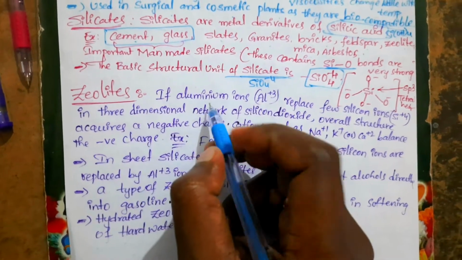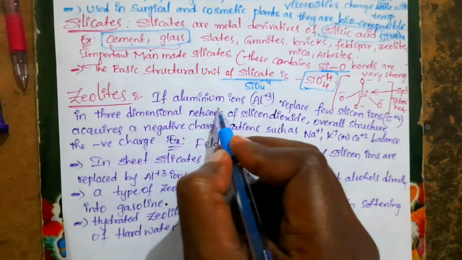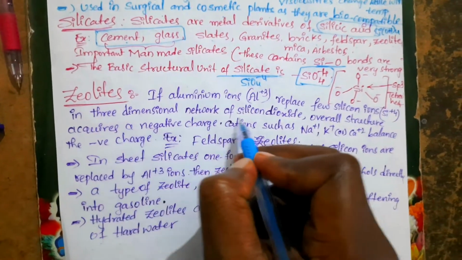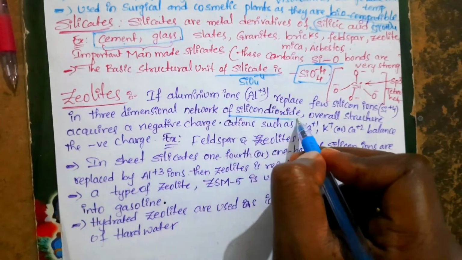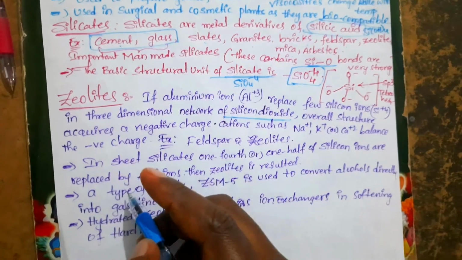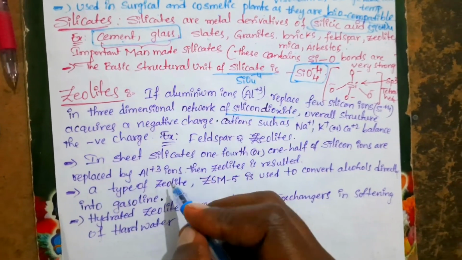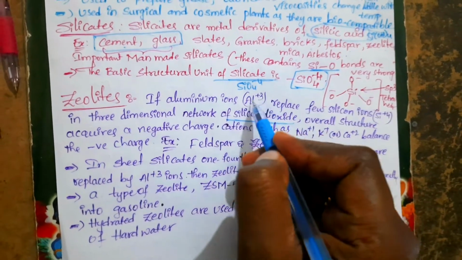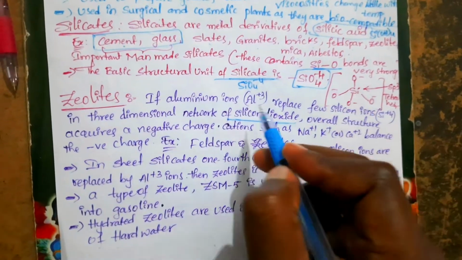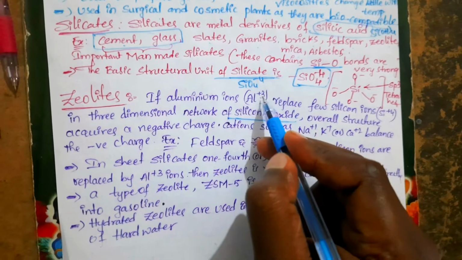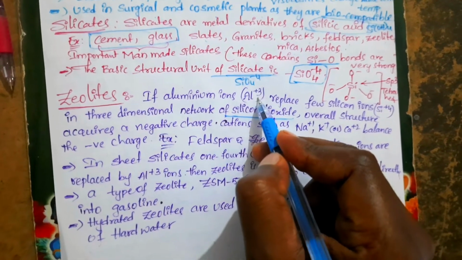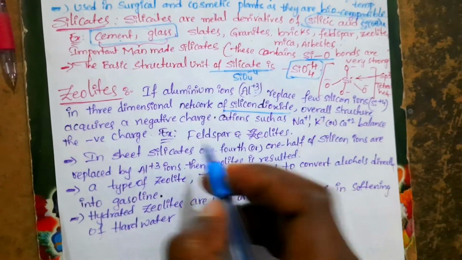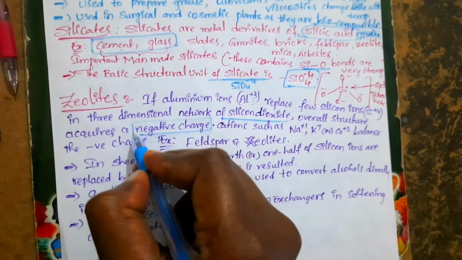Zeolites are what? Zeolites are formed if aluminium ions replace a few silicon ions in the 3-dimensional network structure of silicon dioxide. Just now we had seen that in the previous silicon dioxide. The overall structure acquires a negative charge. Whenever the silicon ion present in the silicon dioxide is replaced by aluminium, one extra electron will be left over. So it gets the negative charge.